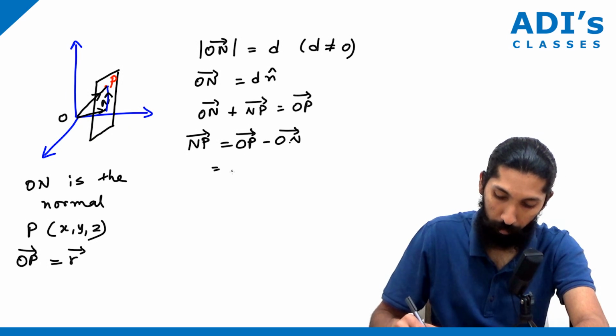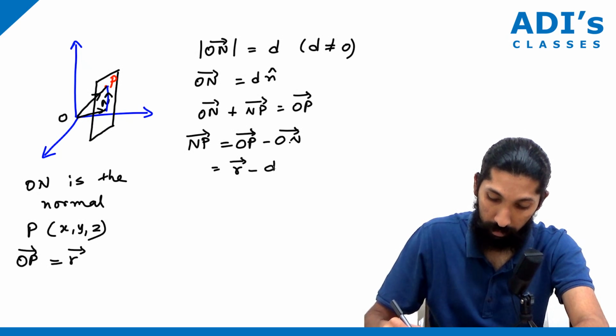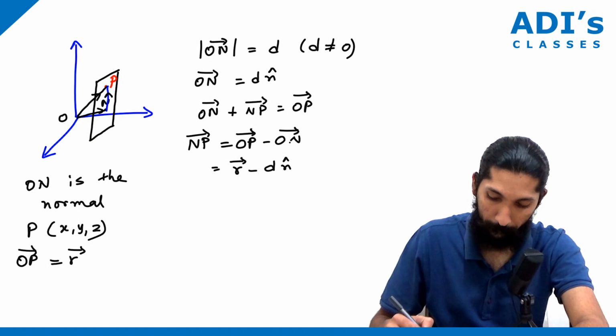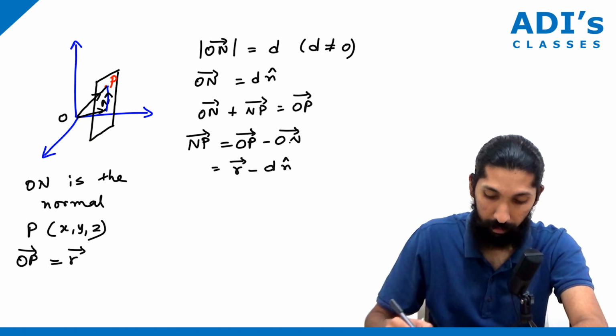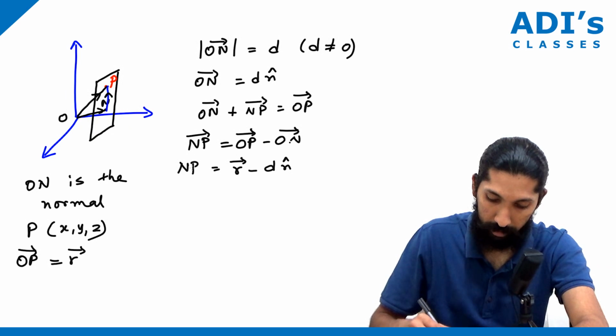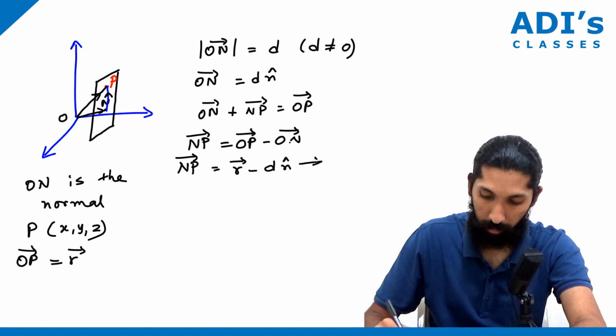Now, what is OP? Vector R, isn't it? What is ON? Minus D into N cap, isn't it? Vector R minus D into N cap. Now, this is basically vector NP. Make sense? So, let's call this equation number 1.